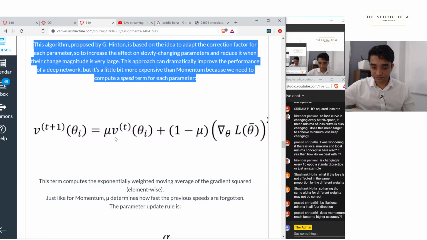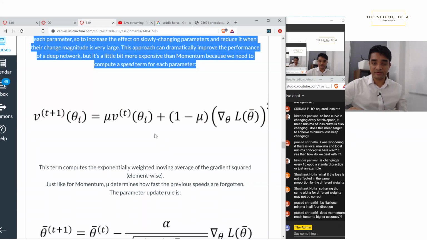Now, let's see this equation. We have V(t+1) as a function of theta t and V(t): mu times V(t) plus (1 minus mu) times the last theta term. This is called the Polyak equation. What exactly are we trying to do here is we are focusing more on the update right now and less on the older ones, right? So this is called a moving weighted average. This term computes an exponentially moving average of the gradient squared. Just like momentum, mu determines how fast the previous speeds are forgotten.